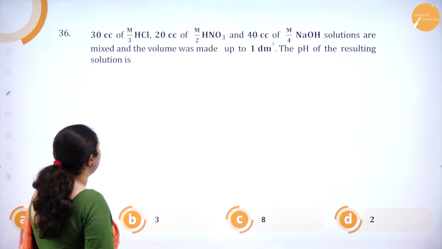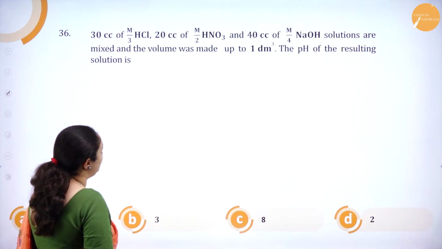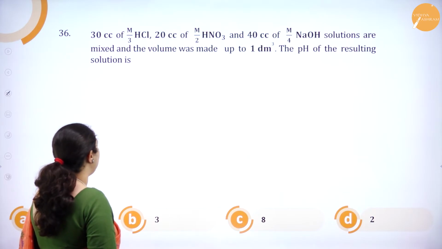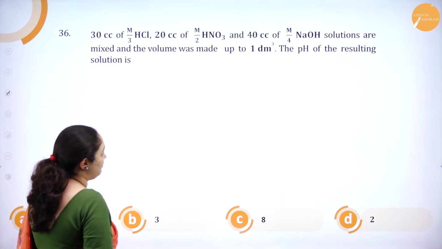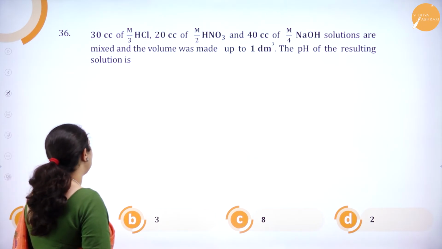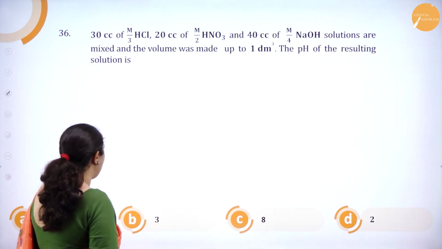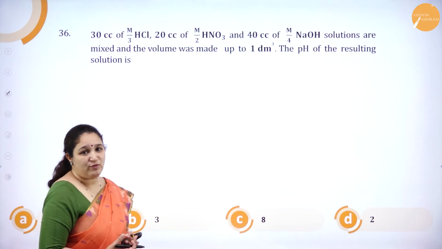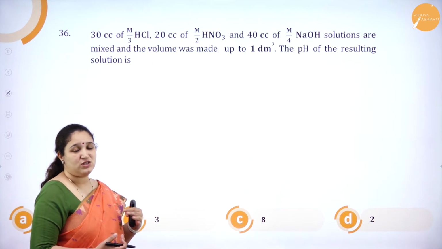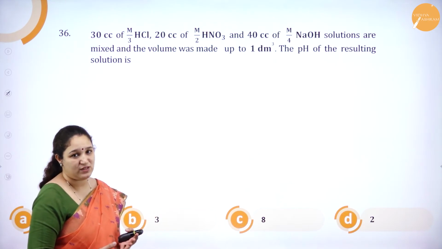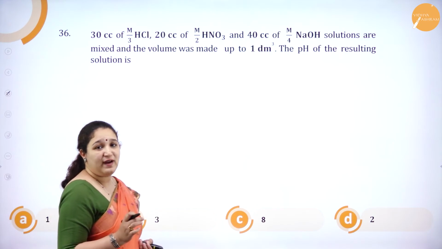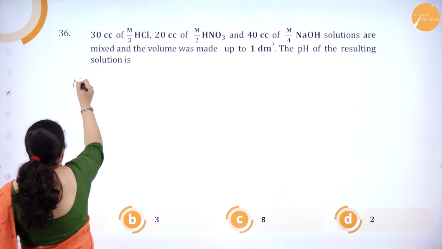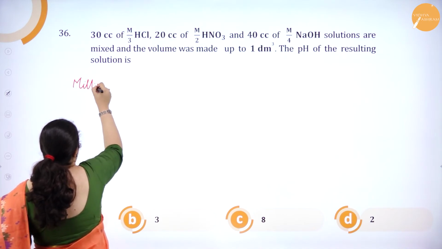30 cc of M by 3 HCl, 20 cc of M by 2 HNO3 and 40 cc of M by 4 NaOH solutions are mixed and the volume was made up to 1 dm cube. The pH of the resulting solution is option A 1, option B 2, option C 8, option D 2. So we have to find out the H plus ion concentration and see what is the pH. Okay. So first we'll find out the milli equivalents of H plus and OH minus.